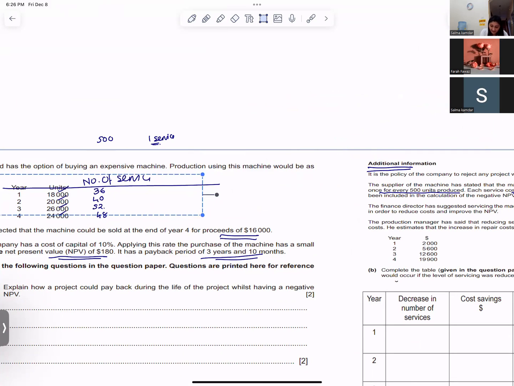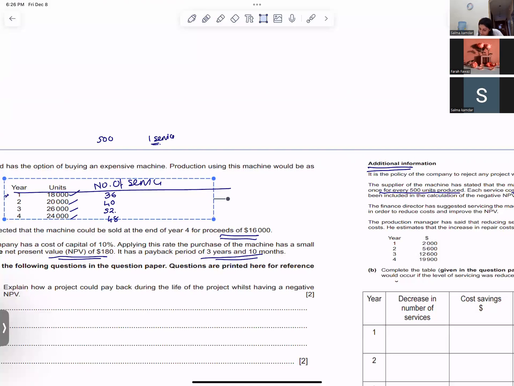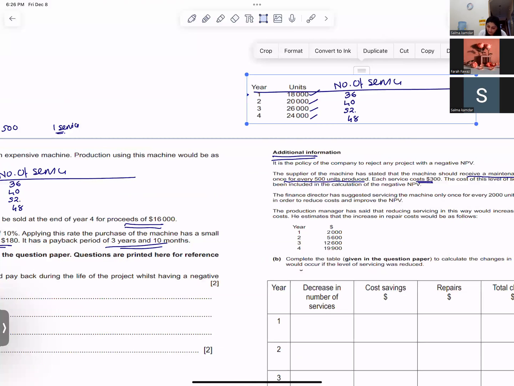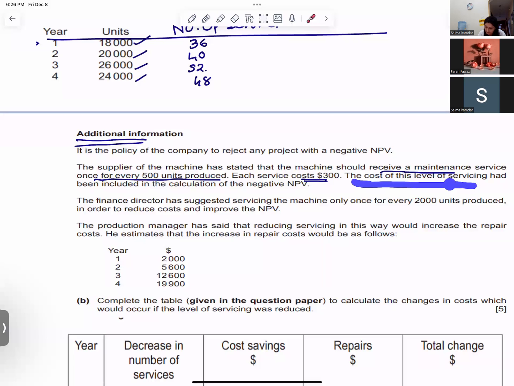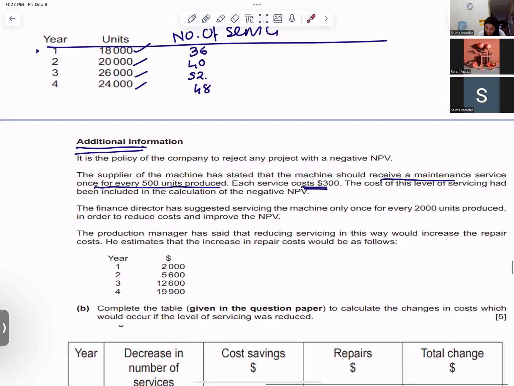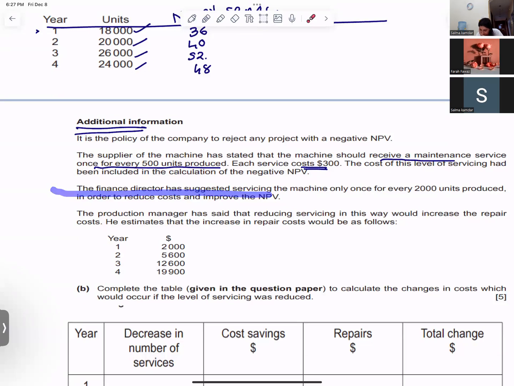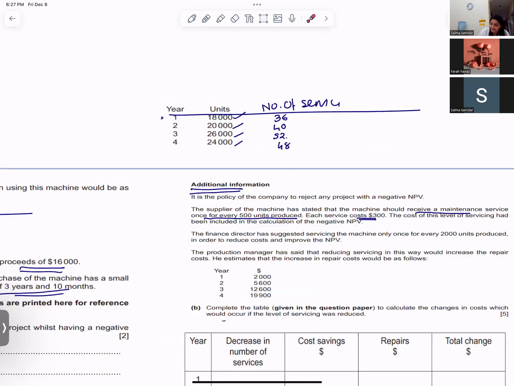This is the number of services that I would need if I am going to service my machinery based on the actual things that they want. Okay, fine. Read ahead. The finance director has said the cost of this level of servicing had been included in the calculation of the negative NPV. The finance director has suggested servicing the machine only once for every 2,000 units produced, in order to reduce these costs.